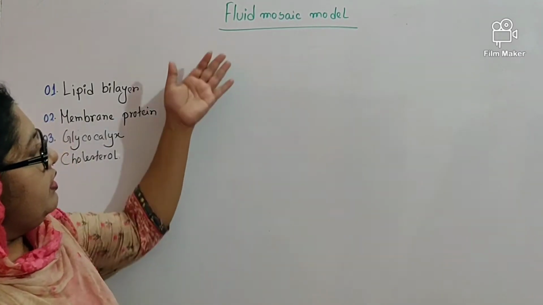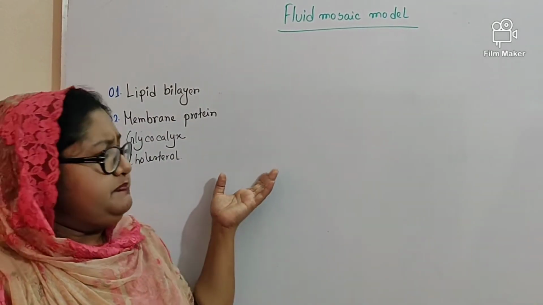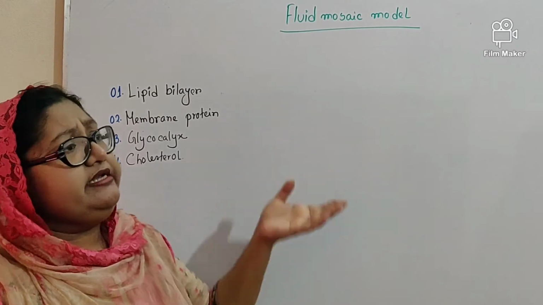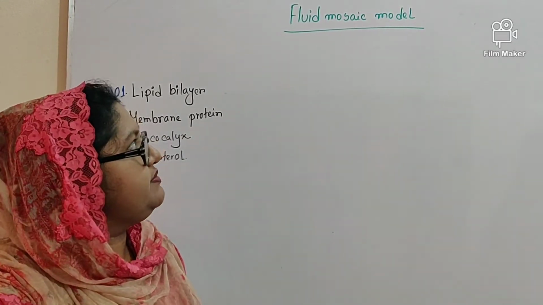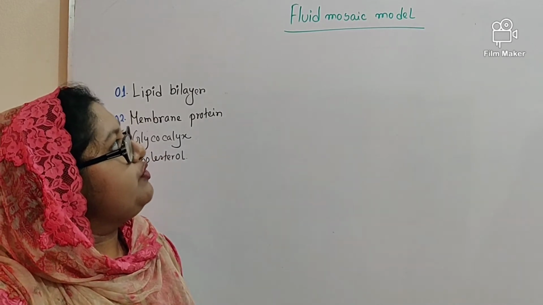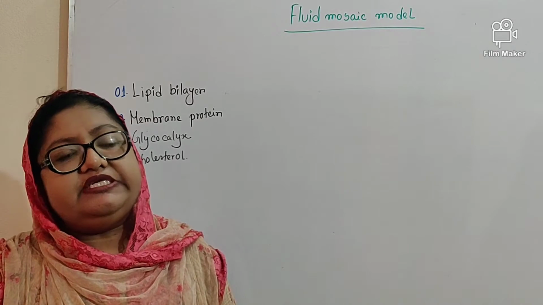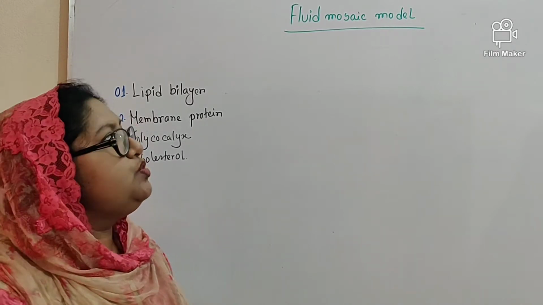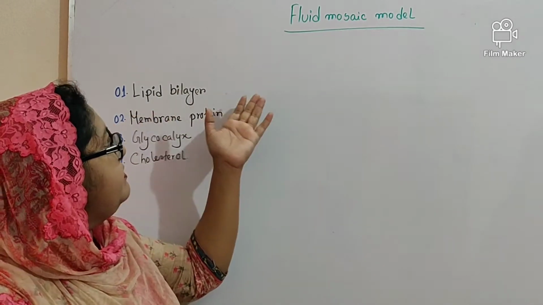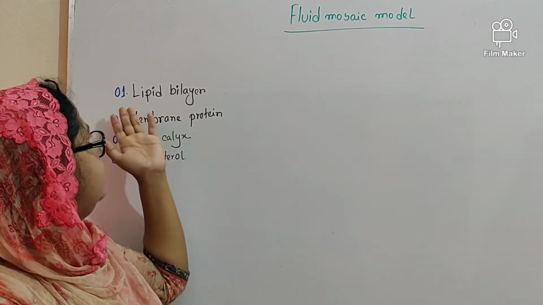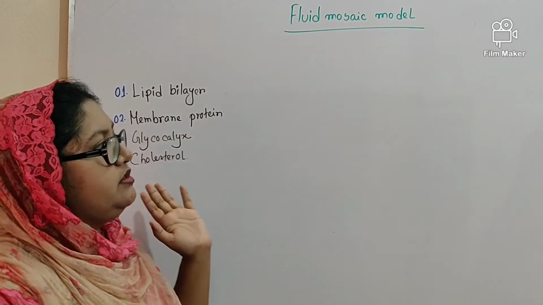There are different hypotheses regarding the structure of cell membrane. Different scientists put forward their hypotheses. Among these, the fluid mosaic model is mostly accepted, and this was given by Singer and Nicholson. According to their hypothesis, the cell membrane is comprised of four components: lipid bilayer, membrane protein, glycocalyx, and cholesterol.